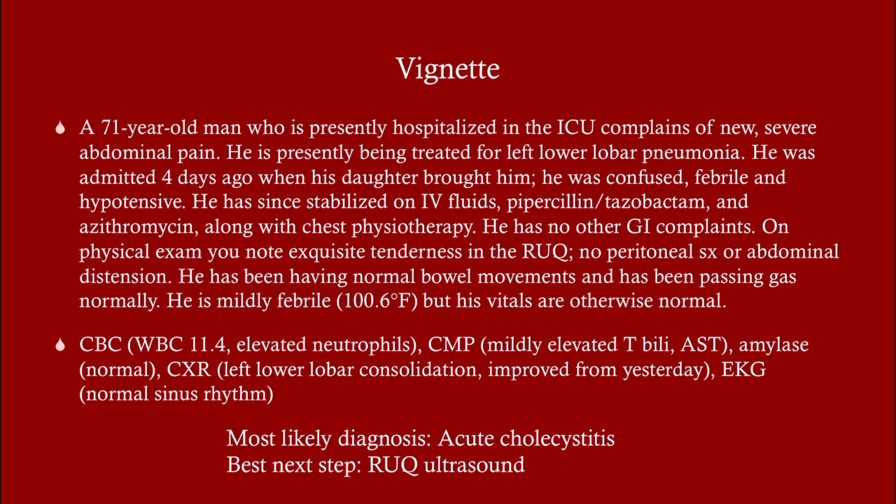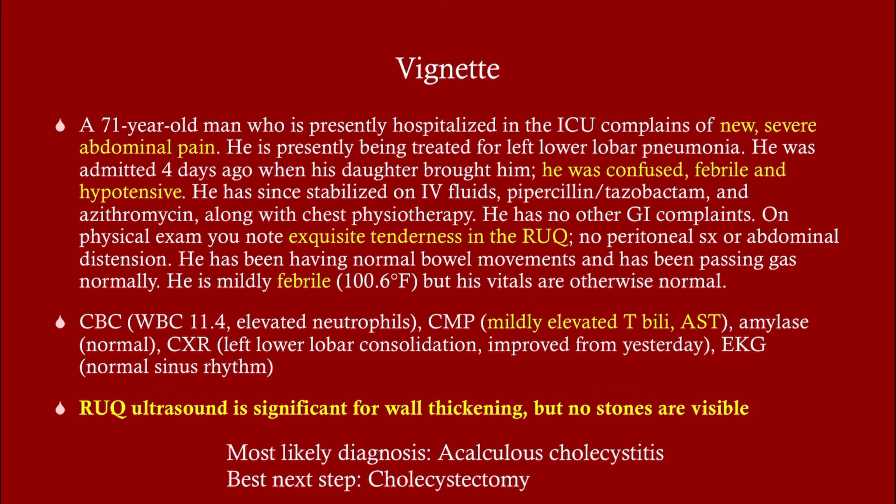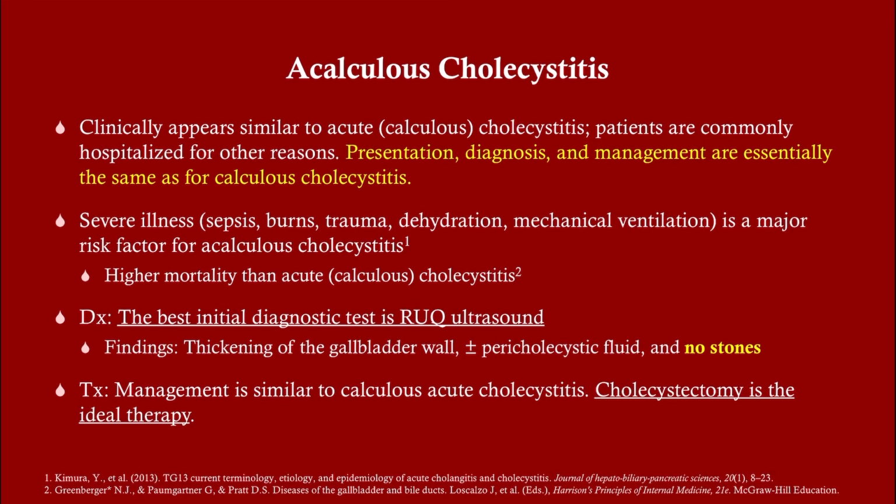So this is an interesting one. If you look at this, this looks like cholecystitis. But then when we do our right upper quadrant ultrasound, what we find is no stones. So what happens when we have cholecystitis but no stones? What we have is acalculous cholecystitis. Now, the presentation, diagnosis, and management of acalculous cholecystitis is virtually the same. The only difference is that we have no stones. But pretty much everything else is the same.